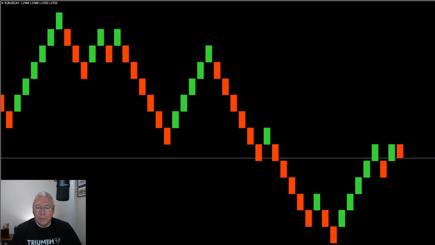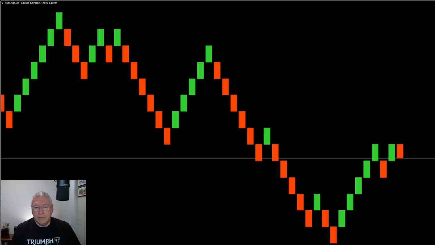On the screen I have a Renko chart. MetaTrader 4 does not have an inbuilt Renko capability, but if you search through Google you can find a number of custom indicators that you can download that will install a Renko chart for you. There is a little bit of tweaking to be done, so read the instructions when you get those.